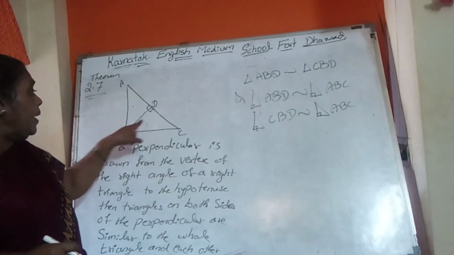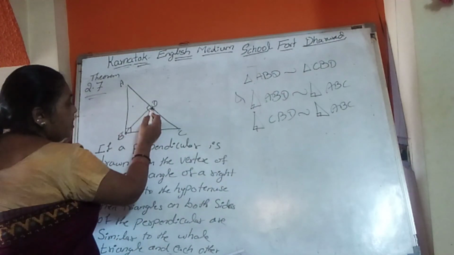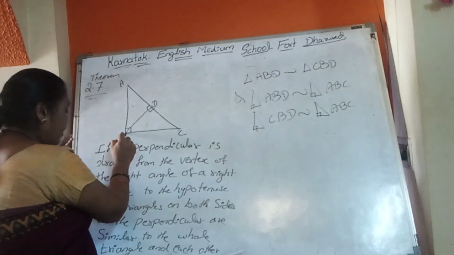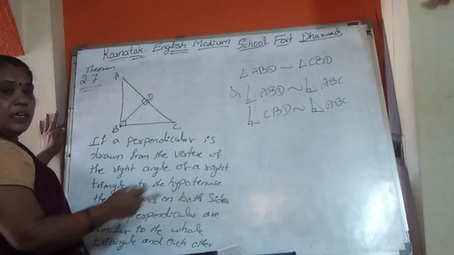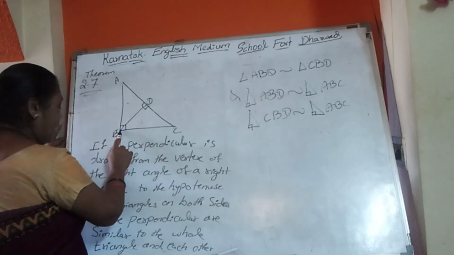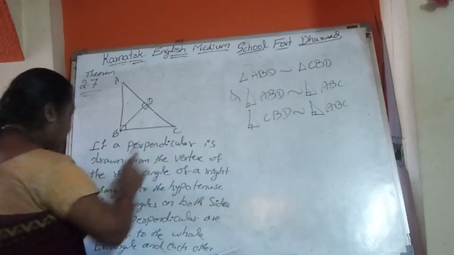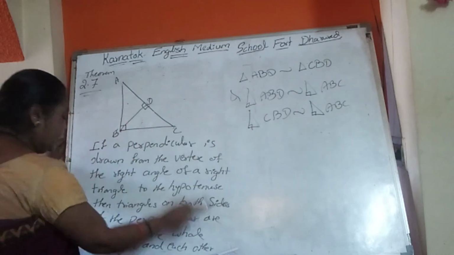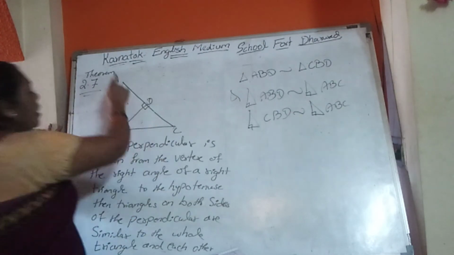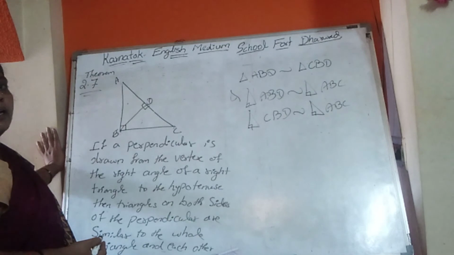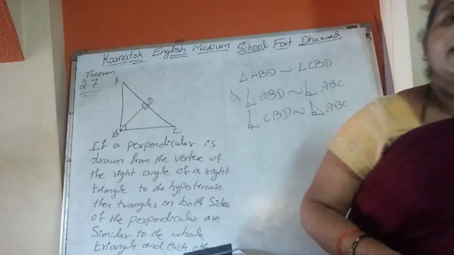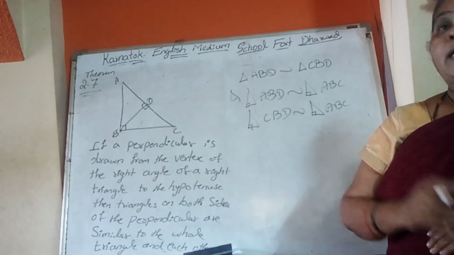If a perpendicular is drawn from the vertex of the right angle of a right triangle to the hypotenuse, then the triangles on both sides of the perpendicular are similar to the whole triangle, the whole right angle triangle. Understood now, students? Next, a very important theorem, that is the Pythagoras theorem.